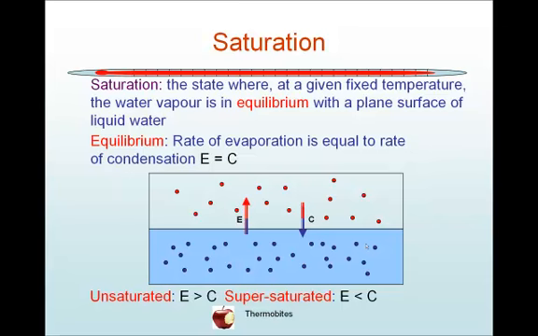The phrase saturation is a rather unfortunate expression because it brings to mind images of sponges being saturated with water. Of course, this isn't the case physically. Saturation occurs when the rate of evaporation is equal to the rate of condensation as defined over a plane surface of liquid water. And so air where the evaporation rate is greater than the condensation rate is said to be unsaturated. And we can also have supersaturated air where the rate of condensation is greater than the rate of evaporation.